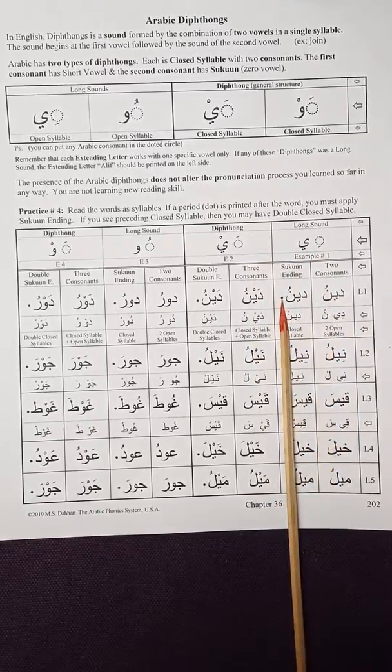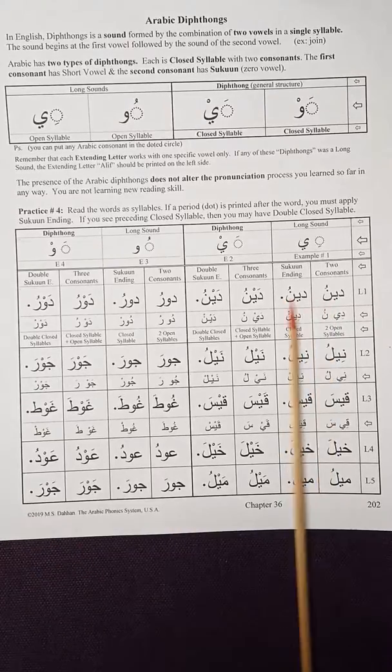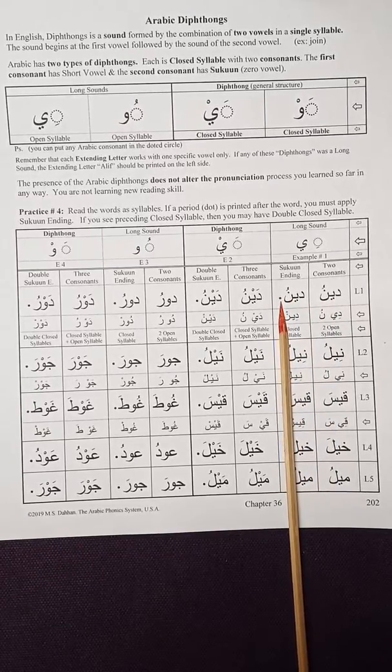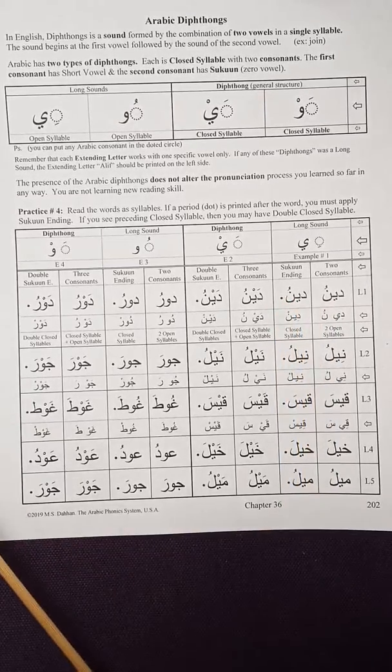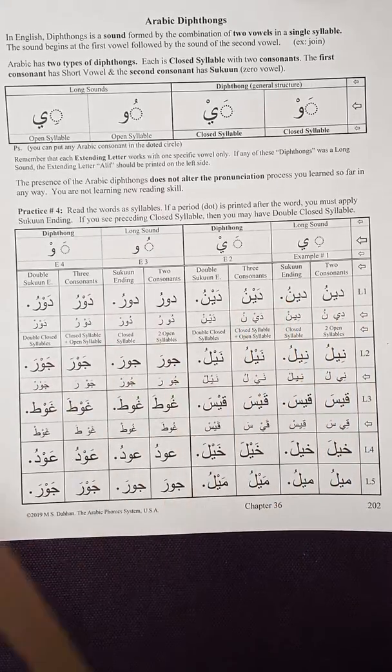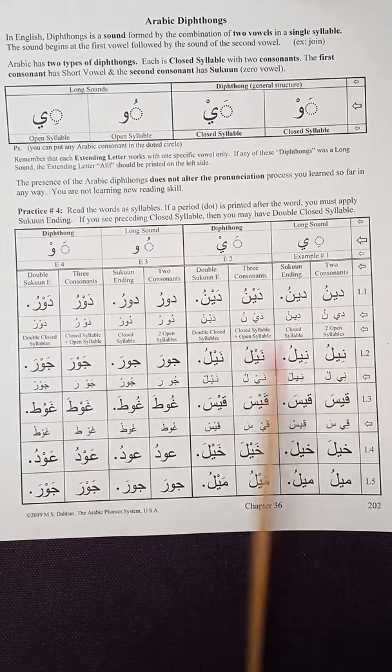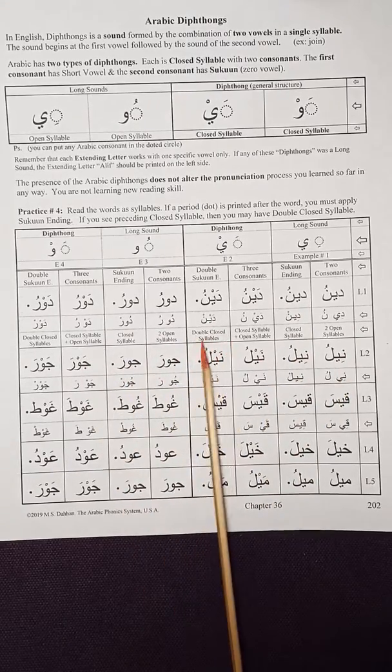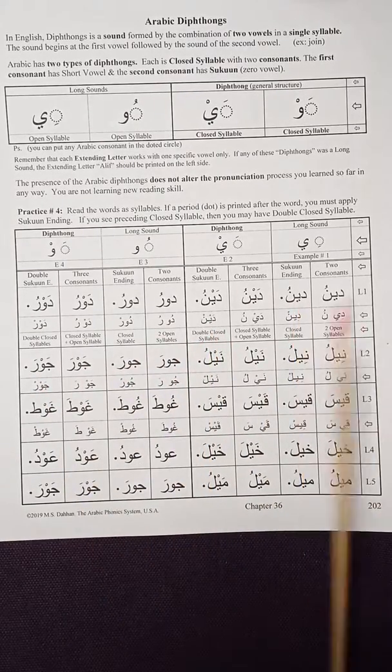Then the same one we will put a dot here and show you what will happen to the last consonant. Like double, it will become sukoon. Okay, I see why. Because you will have a double closed syllable here. Okay, let's go over them.